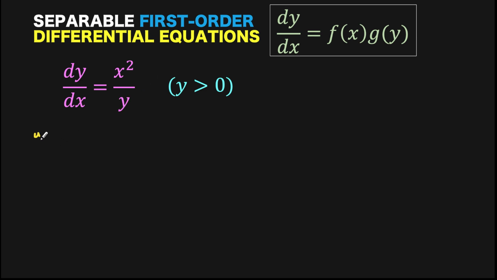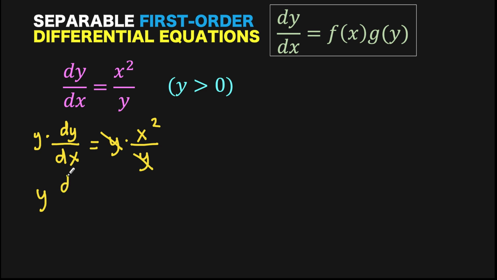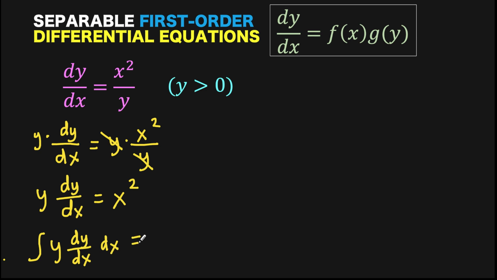So we have y times dy over dx equals y times x squared over y. And y divided by y is 1. So we have y times dy over dx equals x squared. Next, let's take the integral of both sides of this equation to have the integral of y dy over dx equals the integral of x squared dx. So we integrate both sides of the equation with respect to the variable x.